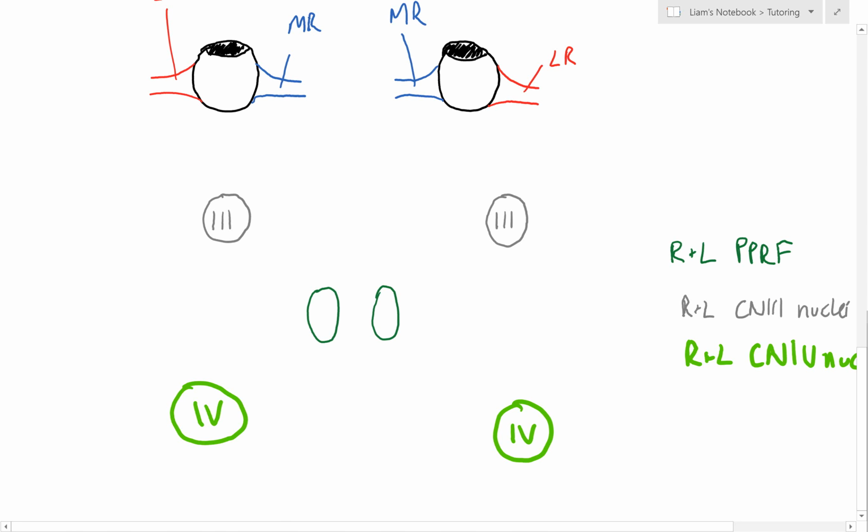The PPRF has burst neurons and continuous neurons. This isn't too important, but basically the burst fibers are going to fire rapidly just before eye movement to initiate that movement, whereas the continuous fibers are continuously inhibiting a process.